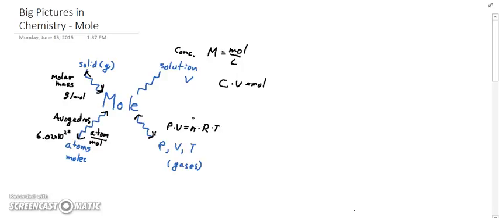We can use this maze to figure out where we are starting in a problem, how we need to get to moles, and how we're going to get out of moles, because most of the time a problem doesn't ask for how many moles of product. It asks for what is the volume of product, what is the mass of product.